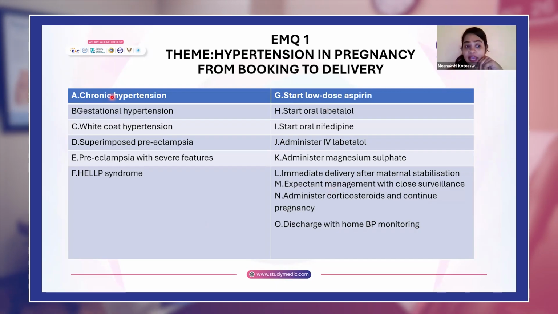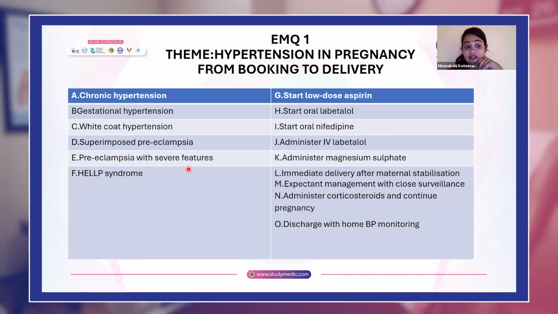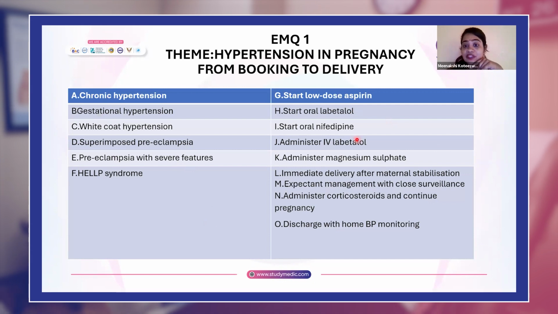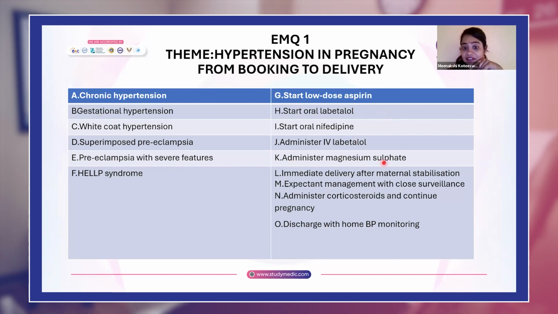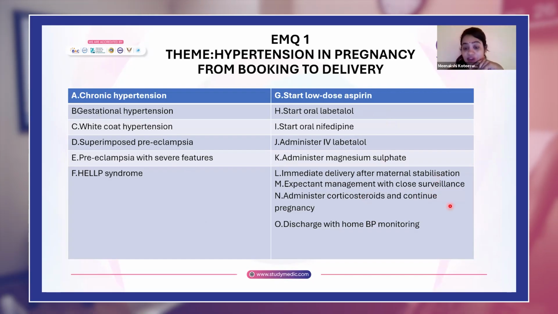So we've got chronic hypertension, gestational hypertension, white coat hypertension, superimposed preeclampsia with severe features, HELLP syndrome, starting of low-dose aspirin, starting oral labetalol, oral nifedipine, administering IV labetalol and magnesium sulfate, immediate delivery after maternal stabilization, expectant management with close surveillance, administer corticosteroids and continue the pregnancy, and discharge with home BP monitoring.